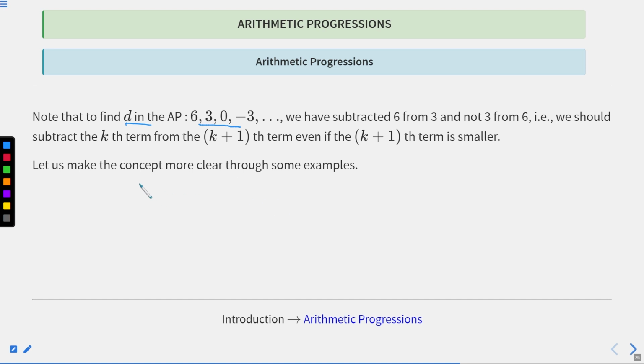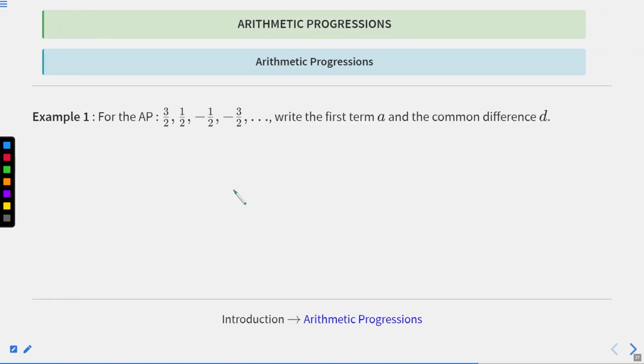Now let us make the concept more clear through some examples. Now we'll explore some examples. Example 1, arithmetic progressions. For this AP, 3 by 2, 1 by 2, minus 1 by 2, minus 3 by 2, dot dot dot, we have to write the first term A and the common difference D. You can easily find the first term of this list of numbers, that is 3 by 2. So the first term A is 3 by 2.